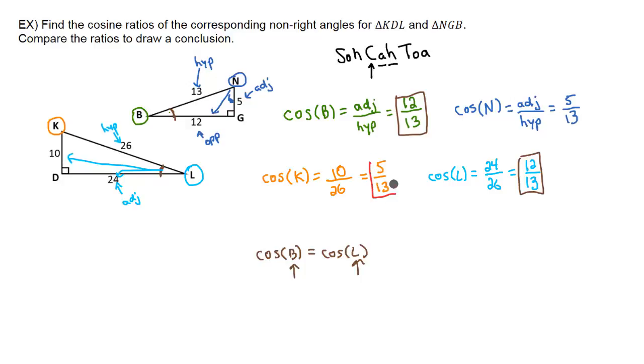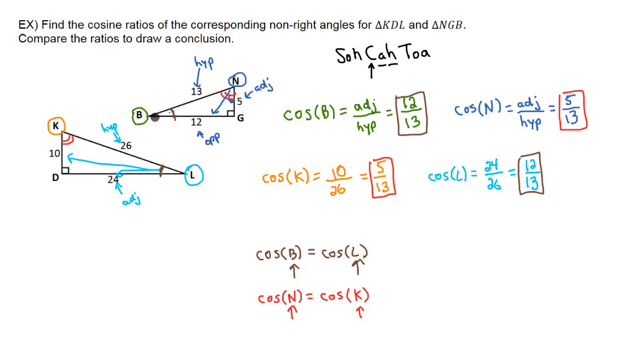I also see that 5/13 right here for cosine of K equals 5/13 here for cosine of N. So I could write cosine of K equals cosine of N. And just like I said that B and L, those two angles are going to be congruent, it looks like N is going to be congruent to K. So I could write K right here is going to be congruent to this one. And it seems like we have corresponding angles that are all congruent in this triangle and this triangle.